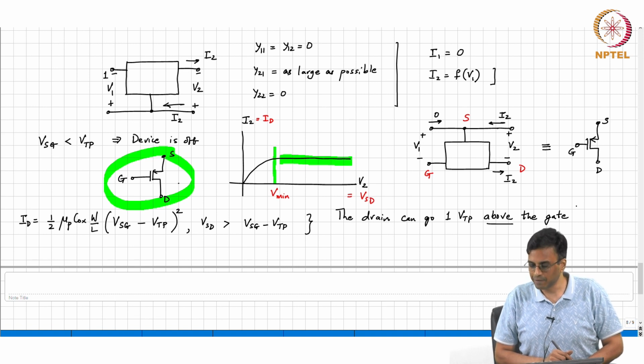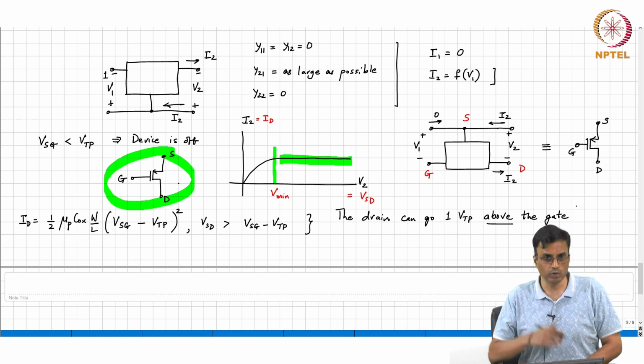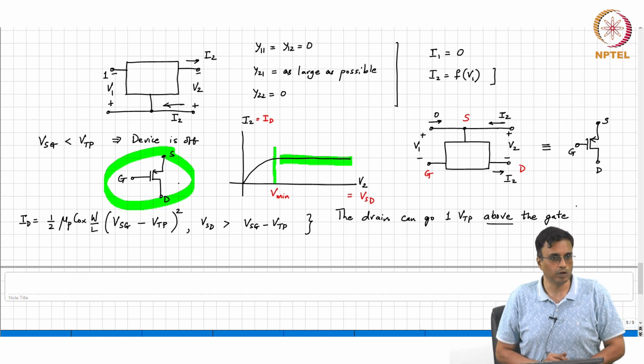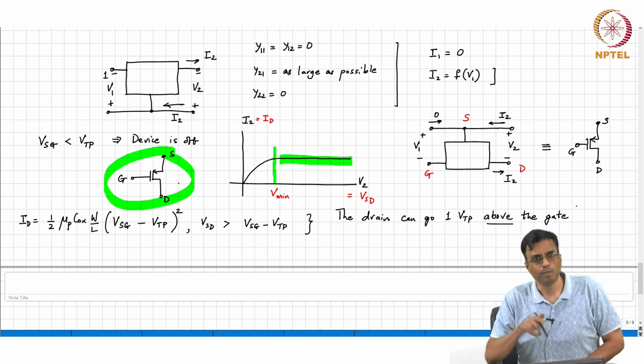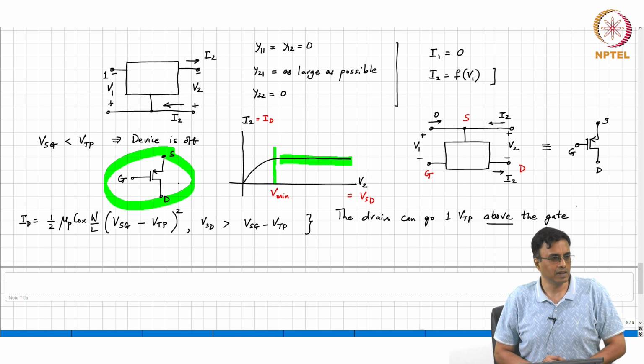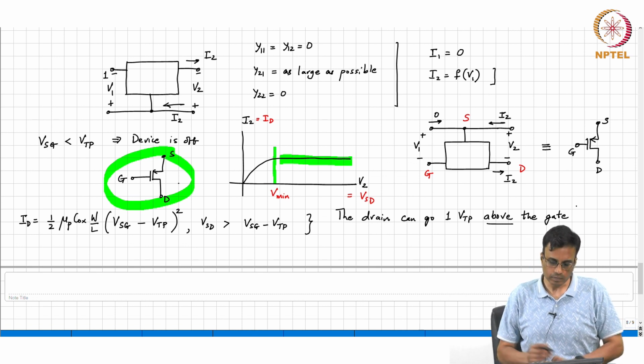I personally find it much easier to work with that than to sit and do this formula stuff, which is basically the same thing. So in a PMOS transistor, the drain can go one threshold above the gate before the transistor gets into the triode region. In the NMOS transistor, the drain can go one threshold below the gate, and that defines the boundary between the saturation and the triode regions. Is that clear? All right.